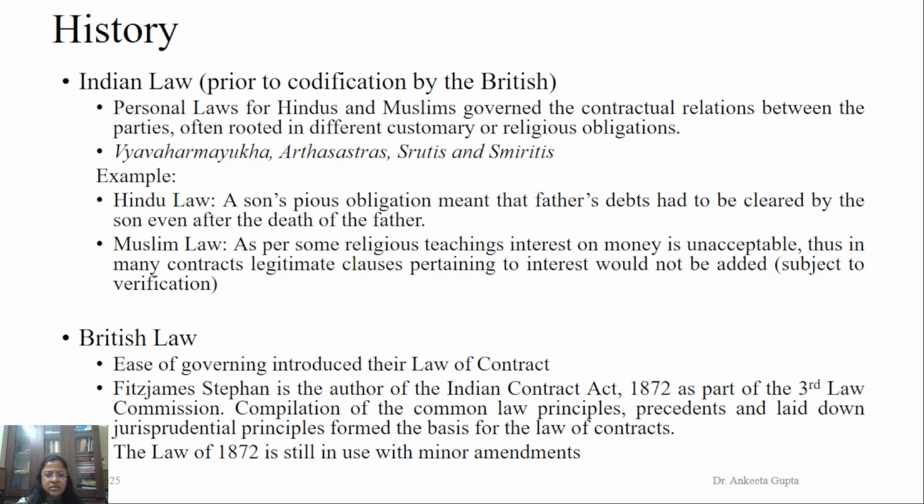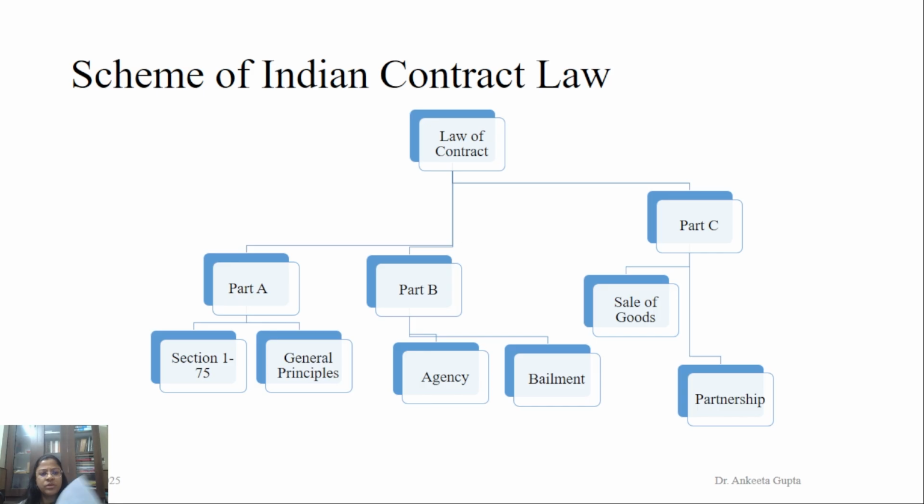Now, having said this, I would like to take you through the scheme of the Indian Contract Act very, very briefly. The Indian Contract Act originally has been identified in three parts: Part A, Part B, Part C, where Part A deals with the general principles of the contract, Sections 1 to 75. Then you have Part B, which deals with concepts of agency, bailment, hypothecation, etc., which is dealt with under Sections 124 to 224 or 225. And then you have Part C, which deals with concepts of partnership, sale of goods, etc.